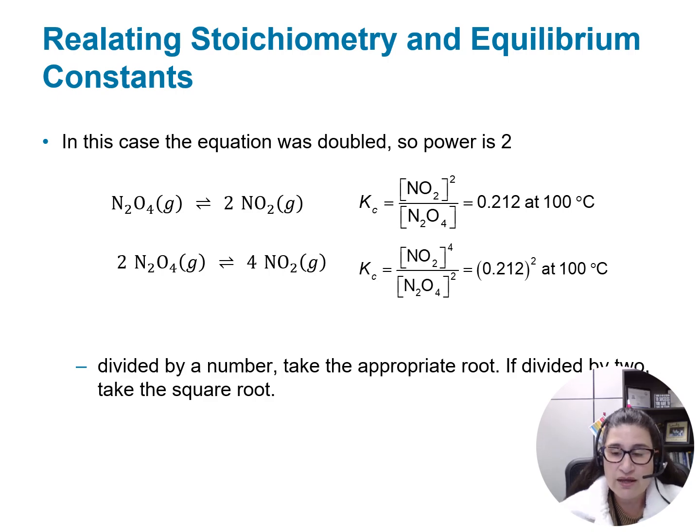Whatever I do to my equation, I do to the power of K. So if I were going to, in this case, double my equation, then I would have to take it squared. So I'd take my original K and I would square it. Let's say my equation was tripled, then I'd have to take it to the third power. Let's say it was reversed and cut in half, then I would have to take it to the -1/2 power. So a half for being halved, negative for being reversed. So whatever you do to your equation, you do to the power of K.